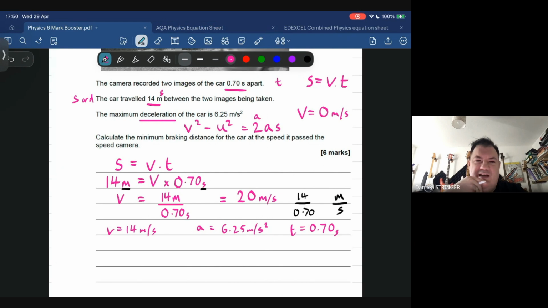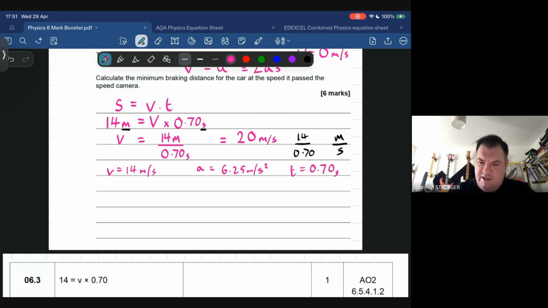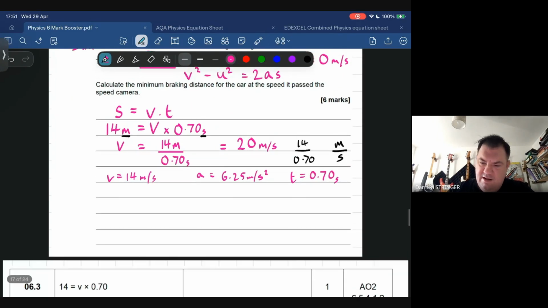The bit that really sealed it for me was when it said calculate the minimum braking distance. It didn't say when it's become stationary, didn't say when it stopped. But a braking distance normally has a stop, doesn't it? So that's the only thing that I could actually work out from that. If we're going to use this, then it's not V, is it? That's actually the U, the initial velocity. V is the final, which is zero. So I think we've got everything there.